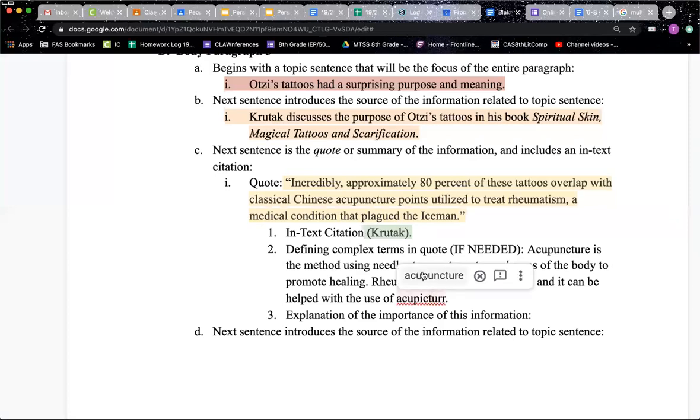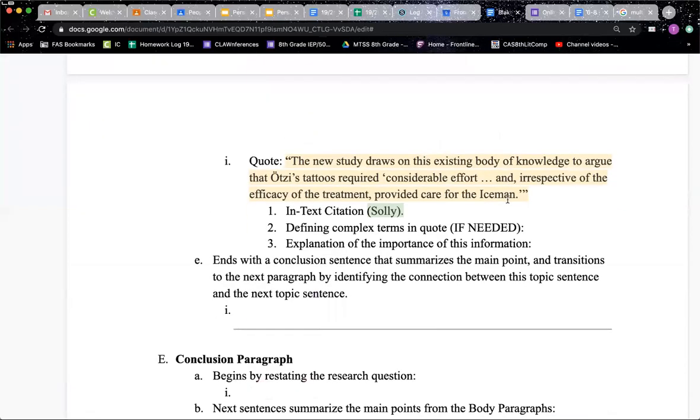Wow, I can't spell anything today. So I've defined acupuncture, I've defined rheumatism. So now every single person that reads my essay will understand this quote because of the reference to acupuncture and because of the reference to rheumatism. Let's look at my next quote.